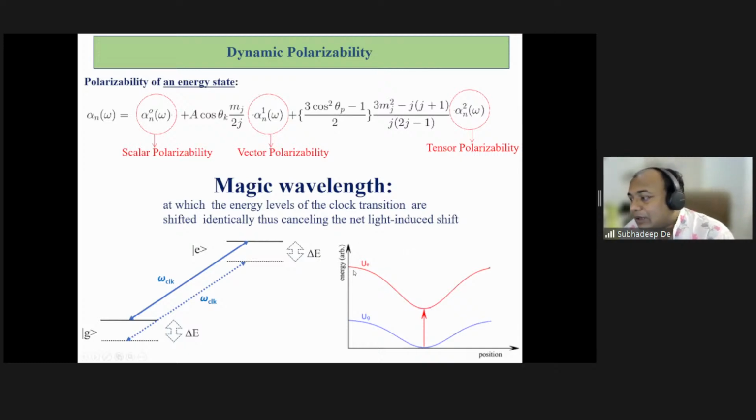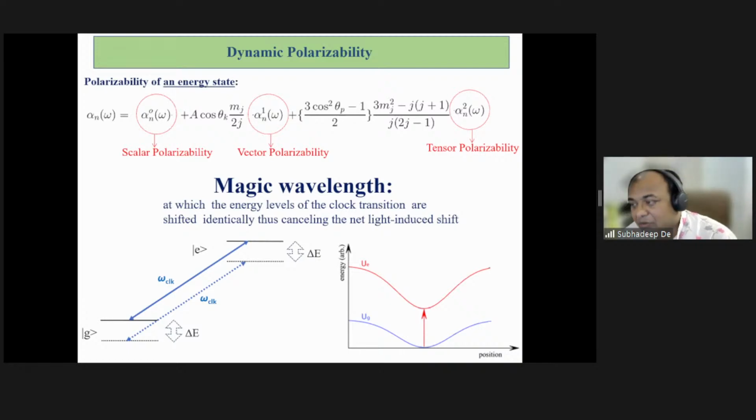So that means if you now look into two different energy levels associated with the clock transition, then these numbers are different for the two different states. So their shifting will be different. As a result, the shift not necessarily will be in the same direction or the same magnitude for the two different states.